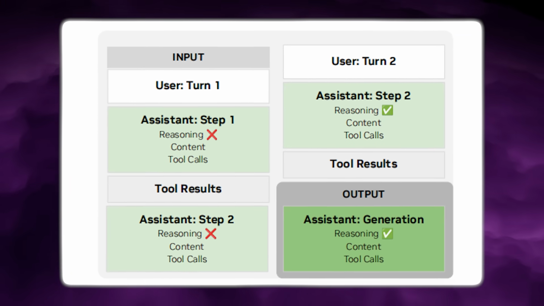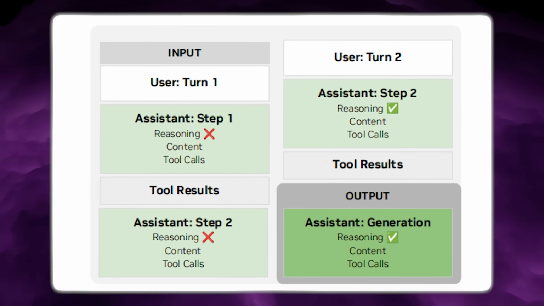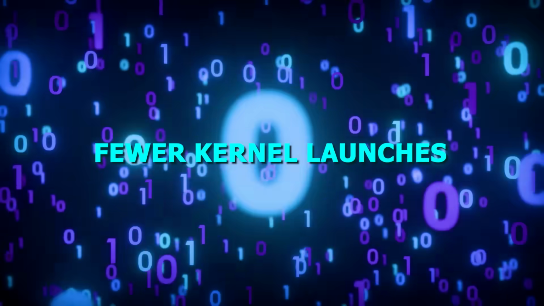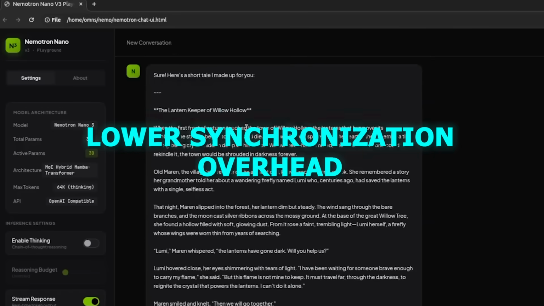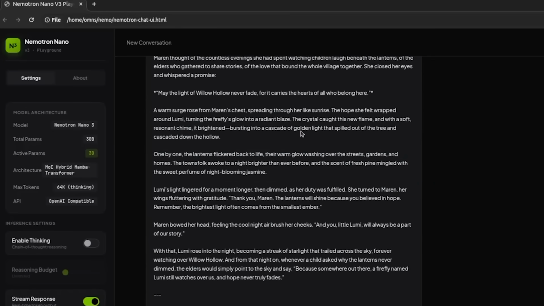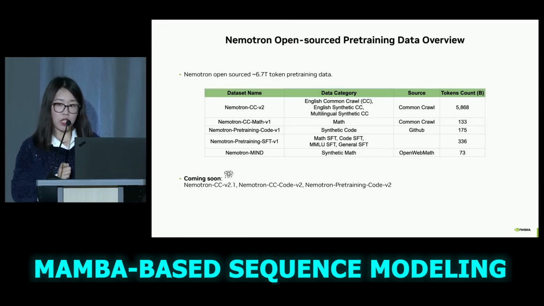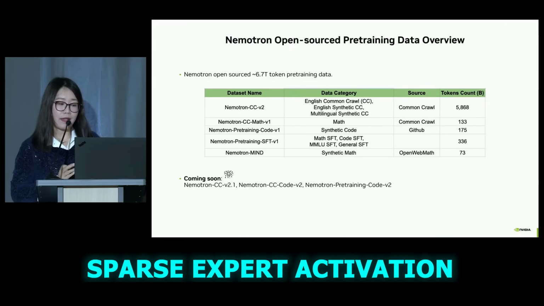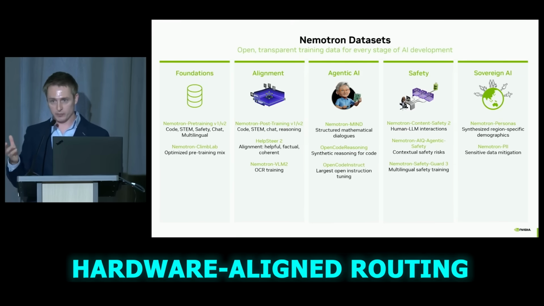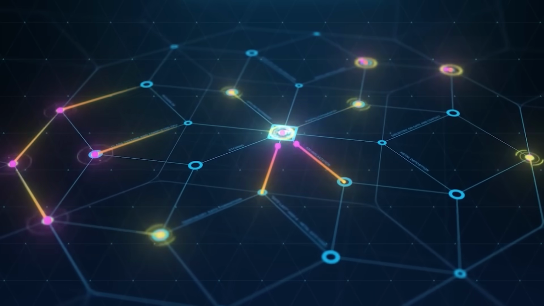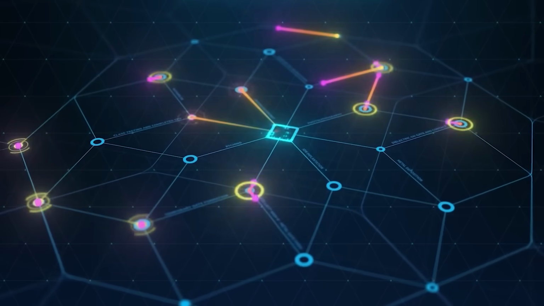That means it can predict several future tokens in a single pass, reducing the total number of passes required during generation. Fewer passes means fewer kernel launches, fewer memory reads, and lower synchronization overhead. And in long-form generation and agent workflows, that advantage compounds fast. When you combine Mamba-based sequence modeling, sparse expert activation, hardware-aligned routing, and multi-token prediction, you get a model that behaves fundamentally differently from transformer-heavy systems.